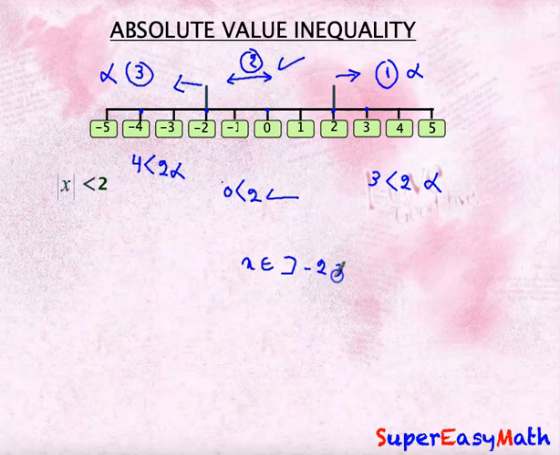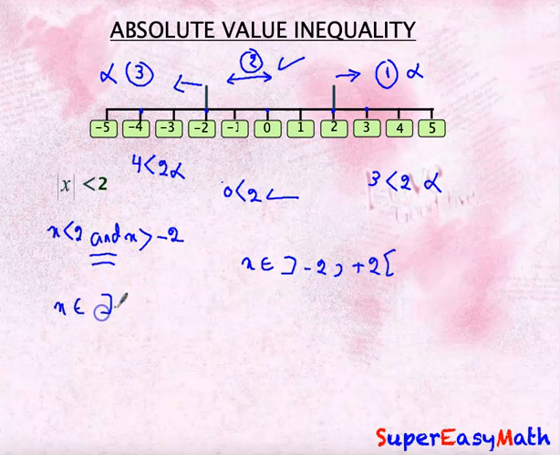So we can say that graphically the solution lies between minus 2 and 2, or x belongs to minus 2, plus 2. And if we don't want to draw the number line, we can directly say x is smaller than 2 and x is greater than minus 2. So x belongs to minus 2, plus 2. Here they are excluded because it's smaller than only. Let's take some examples.